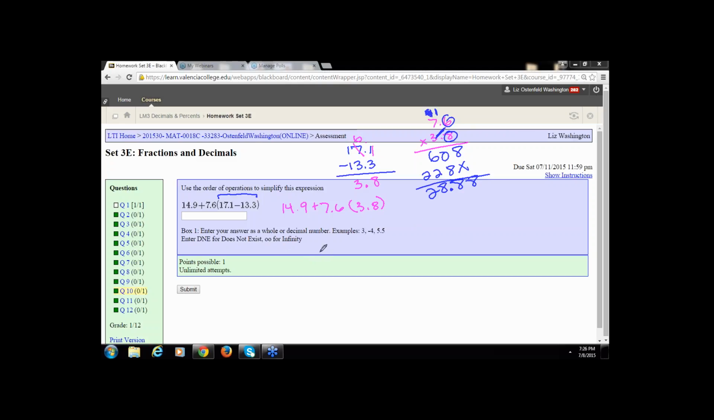So last but not least, I have the 14.9 plus the 28.88. Again, when you're adding, you're going to make sure you line them up. You're going to get 8, 16, 17. Bring down my decimal. That's a 9, 10, 11, 12, 13, 2, 3, and 4. So my final answer is 43.78.